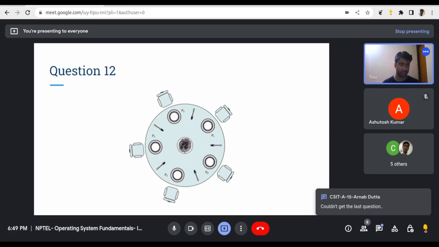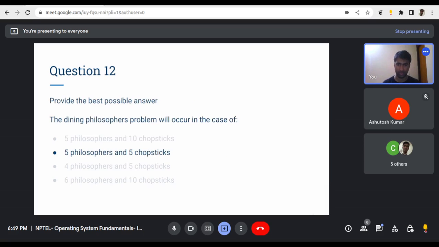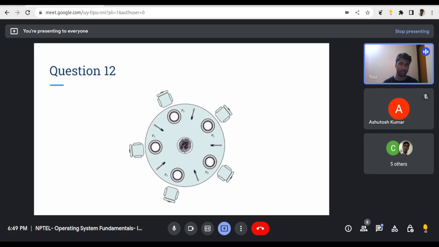Couldn't get that last question. Okay, so what I was asking is that suppose instead of chopsticks you have forks. You just need 1 fork to have noodles, right? So in that case, what will be the solution? What is the simplest solution? Does it require any semaphore? Does it require any critical section? Or what will be the software solution to the problem?